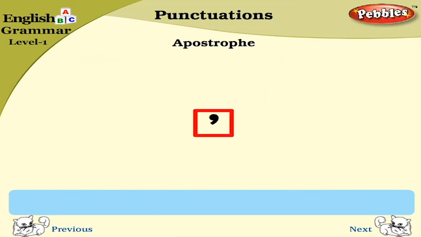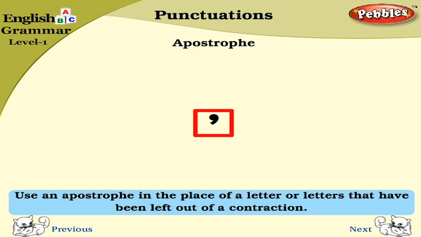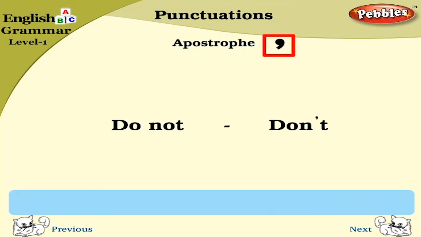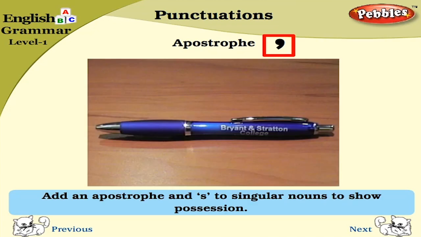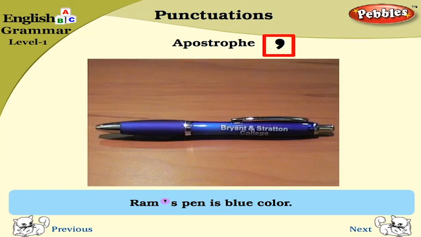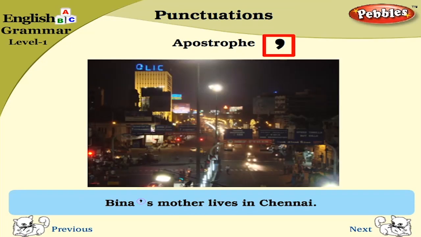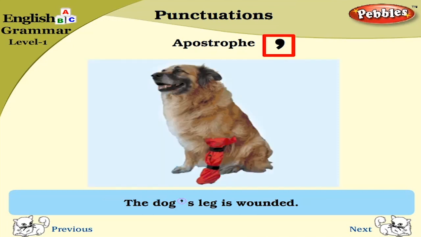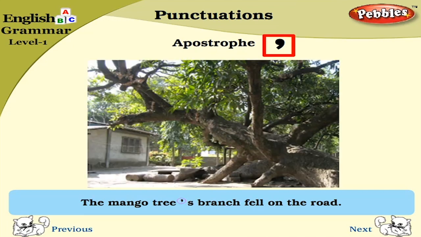This symbol is called apostrophe. Use an apostrophe in the place of a letter or letters that have been left out of a contraction. Do not can be written as don't. Add an apostrophe and s to singular nouns to show possession. Ram's pen is blue color. Beena's mother lives in Chennai. The dog's leg is wounded. The mango tree's branch fell on the road.